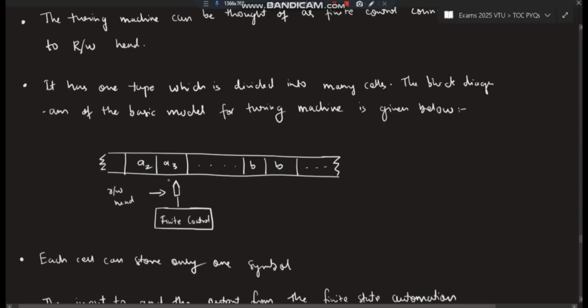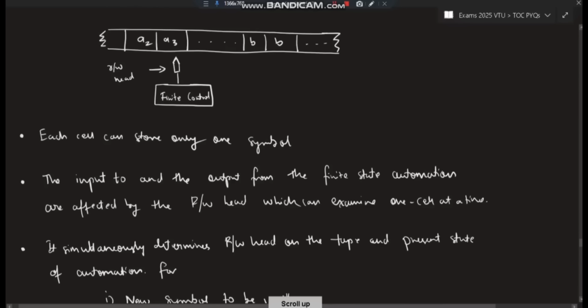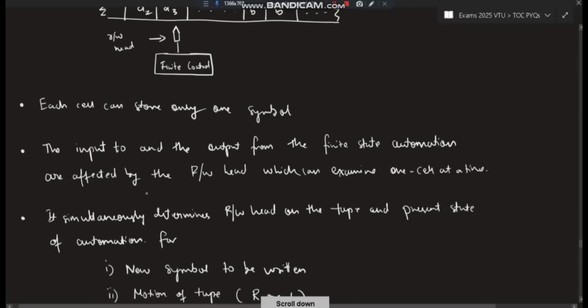The read write head is here and the finite control is here. Each cell can store only one symbol. The input and the output to the finite state control are affected by the RW head. Through this RW head the input will be written, and the output will also be taken, at one cell at a time.